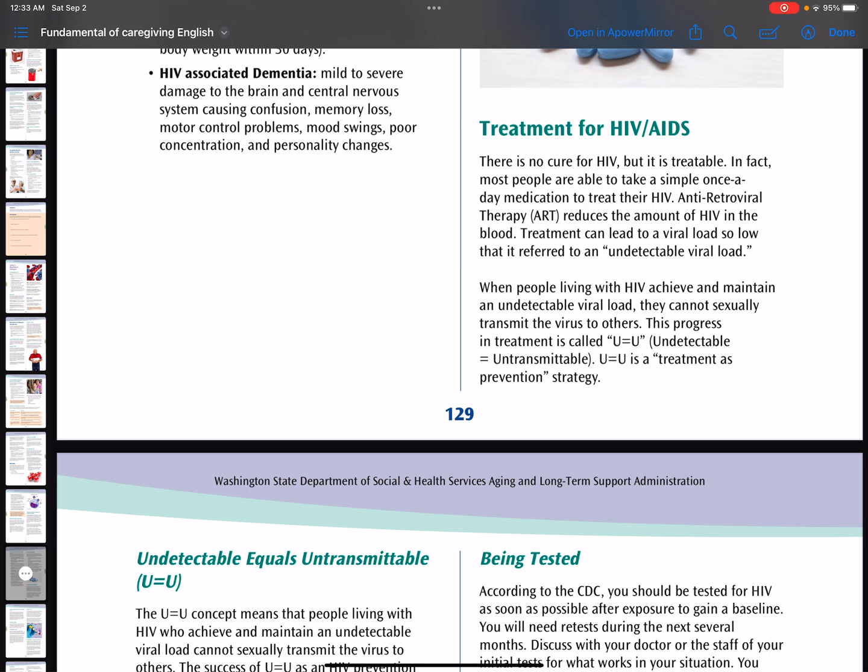This therapy reduces the amount of HIV in the blood. Treatment can lead to a viral load so low that it's referred to as an undetectable viral load. When people living with HIV achieve and maintain an undetectable viral load, they cannot sexually transmit the virus to others. This progress in treatment is called U equals U. The first U is undetectable and the second U is untransmittable. U equals U is a treatment as prevention strategy at this time.